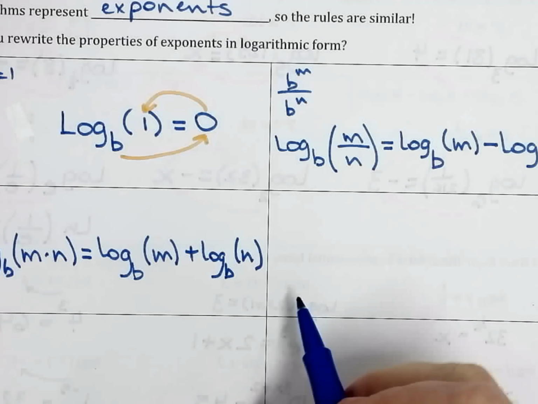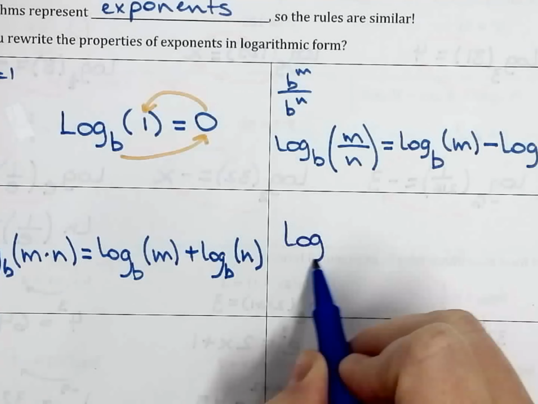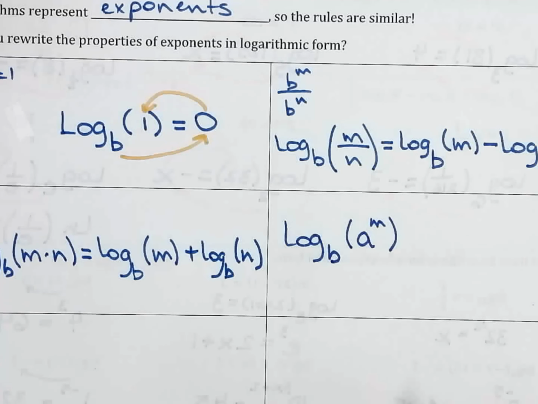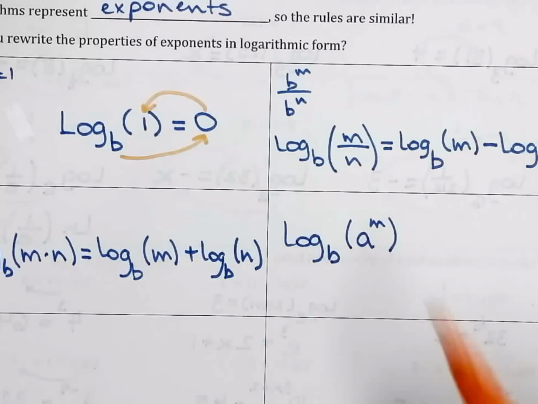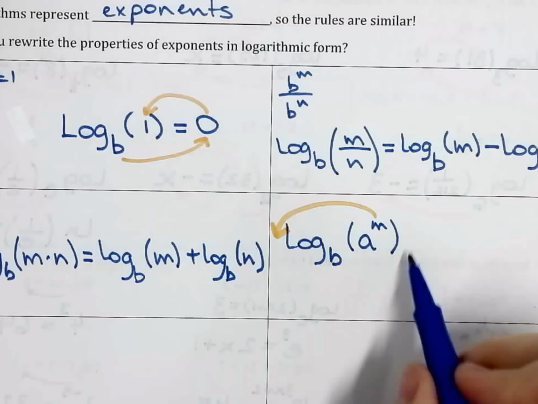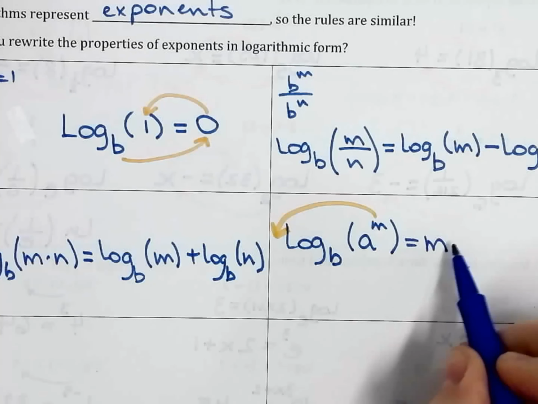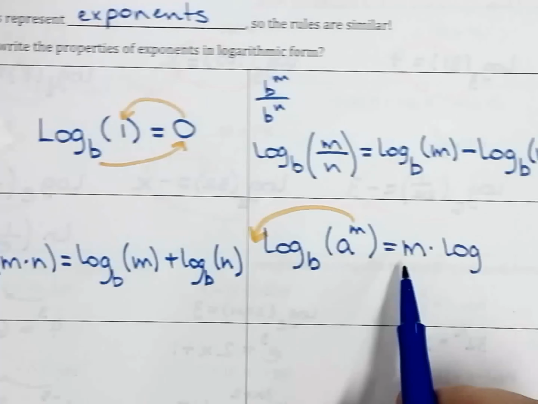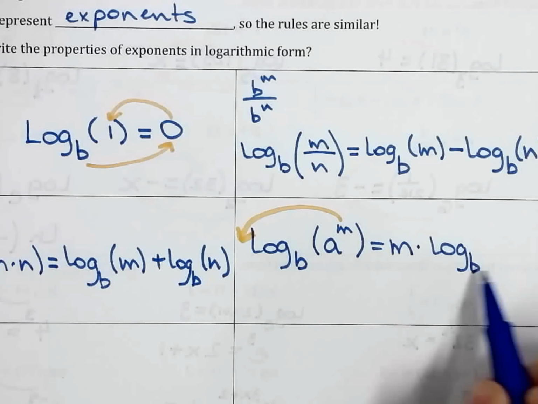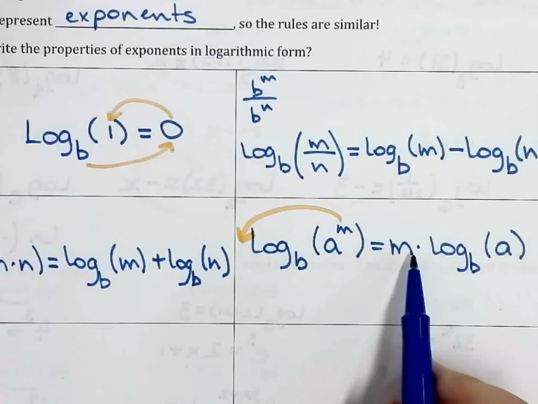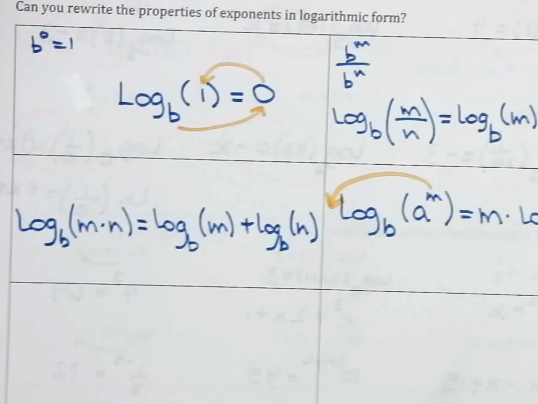The next one, when we have log base b of an argument and you have an exponent there, that exponent is going to go in the front, multiplying the whole log. So you're going to have m times log, m being any exponent that you have there. So log base b of a. And this m is multiplying the whole thing.